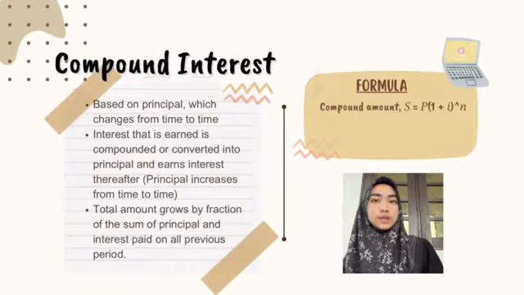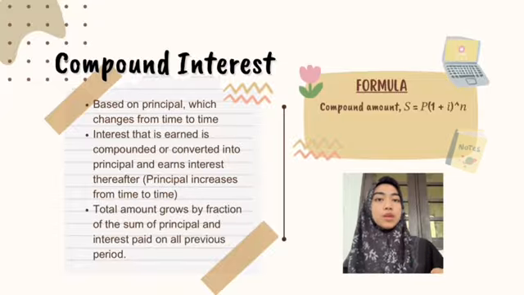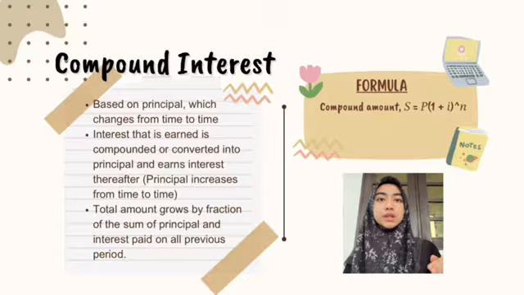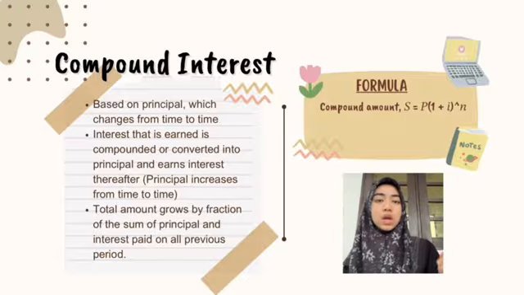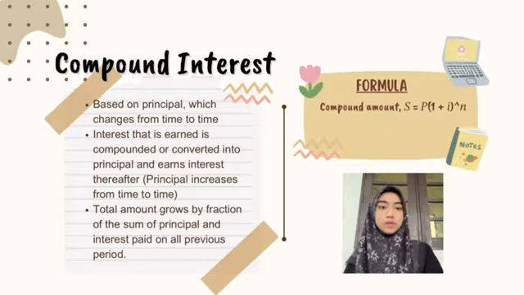What is compound interest? It is based on a principle where the rate changes from time to time. The interest that is earned is compounded, or converted into principal, and earns interest thereafter. The total amount grows by a fraction of the sum of the principal and interest paid on all previous periods.